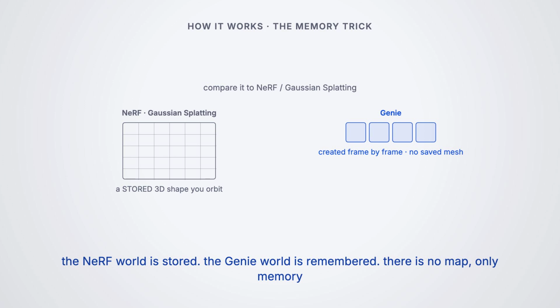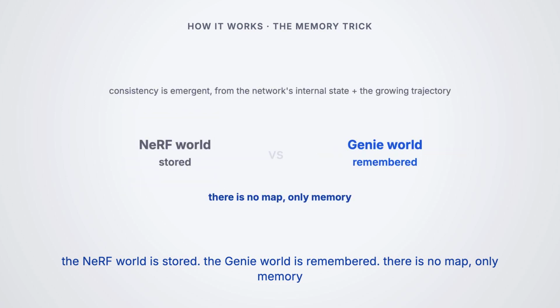So where does consistency come from? It is emergent. It lives in the network's internal state, and in that growing trajectory, a visual memory reaching back about a minute. The wall persists not because it was filed away, but because the network remembers it and repaints it fresh every frame. The NeRF world is stored. The Genie world is remembered. There is no map, only memory.